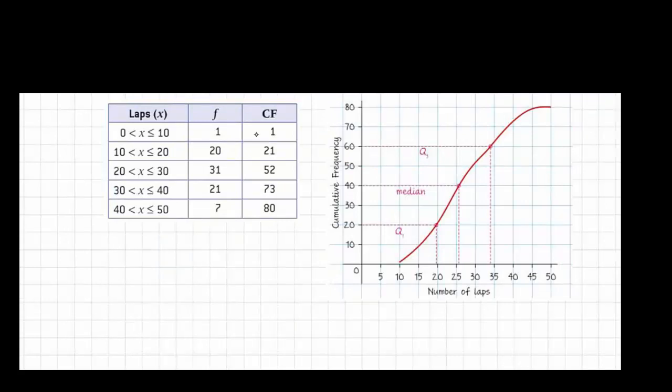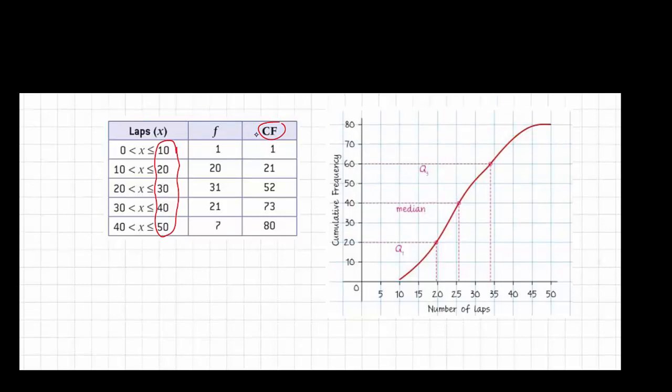To plot the graph, we are going to plot our cumulative frequency values against the laps, and we're going to use the second value of our intervals for the laps. So for the 10, we'll plot the cumulative frequency of 1 at 10, and you see that being done here. The second point will be at 20, and that will be 21. So we go to 20 on the number of laps, and then up to 21 and plot that value. At 30 laps we'll plot 52, at 40 laps we plot 73, and at 50 laps we'll plot 80. Just remember, we plot our cumulative frequency value with the second value in the class interval.